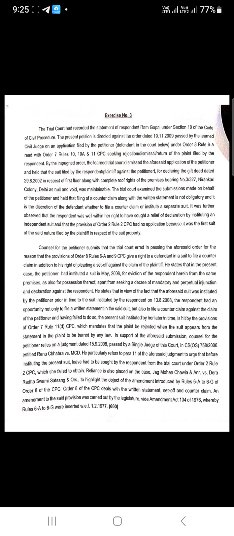Stop. An amendment to the said provision was carried out by the legislature with Amendment Act 104 of 1976, whereby Rules 6A to 6G were inserted in 1977. Full stop.